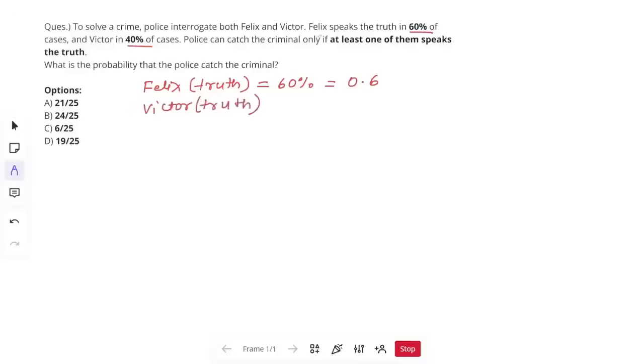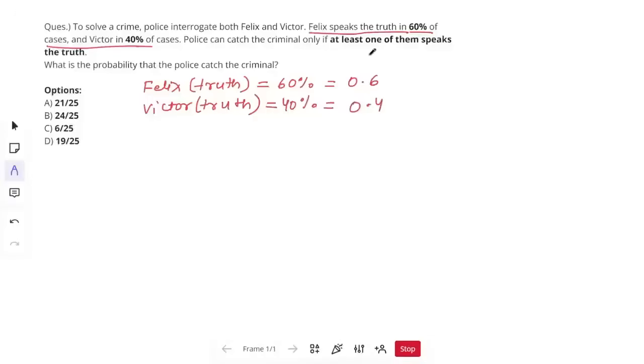See, this data is given from here. Felix speaks the truth in 60% of cases and Victor in 40% of the cases. So from here we are taking this data. So Victor speaks the truth in 40% of the cases. So this can be written as 0.4. So this is the probability of truth that we have taken.